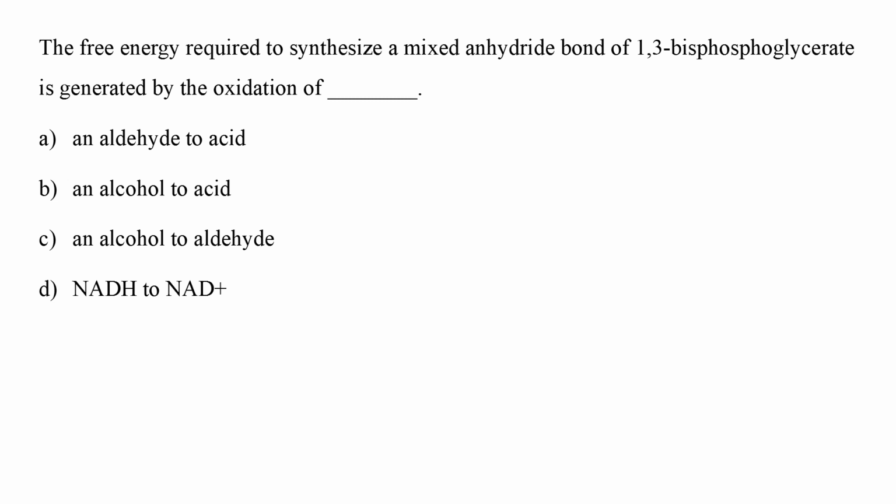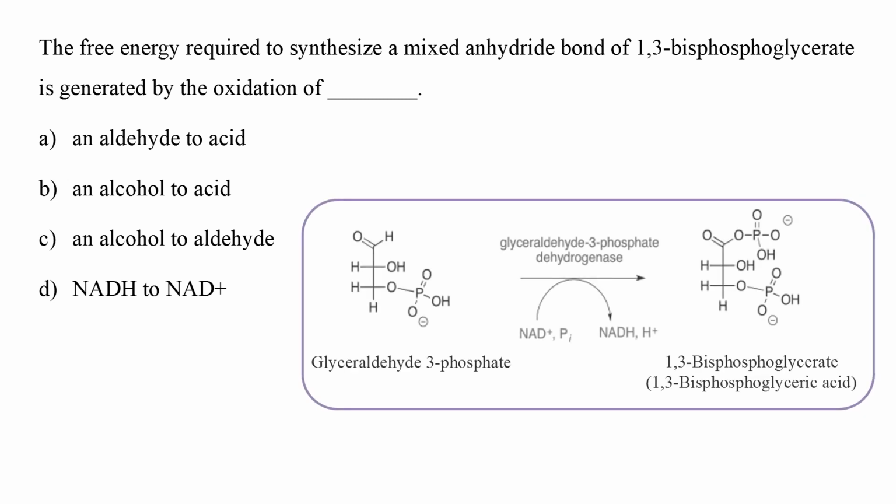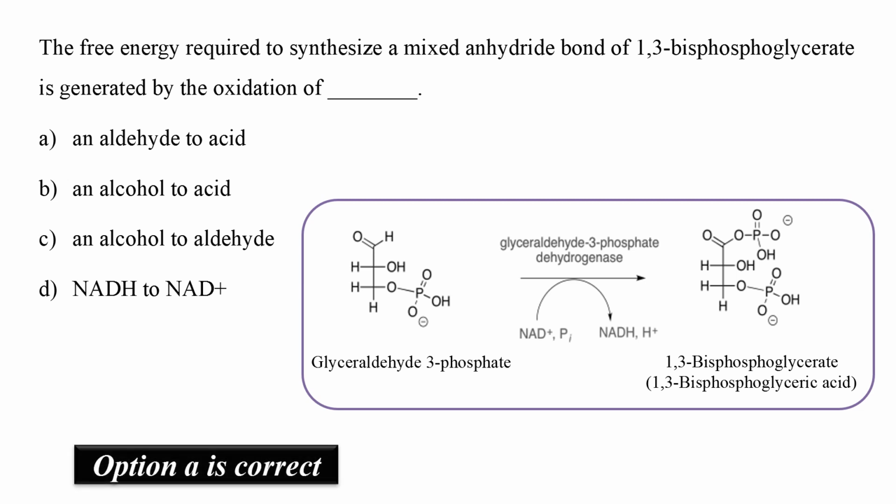The next question says, the free energy required to synthesize a mixed anhydride bond of 1,3-bisphosphoglycerate is generated by the oxidation of. Now in glycolysis, glyceraldehyde 3-phosphate is converted to 1,3-bisphosphoglycerate or 1,3-bisphosphoglyceric acid, and this happens by the oxidation of an aldehyde to an acid. Glyceraldehyde 3-phosphate is being converted into 1,3-bisphosphoglyceric acid. So option A is correct.